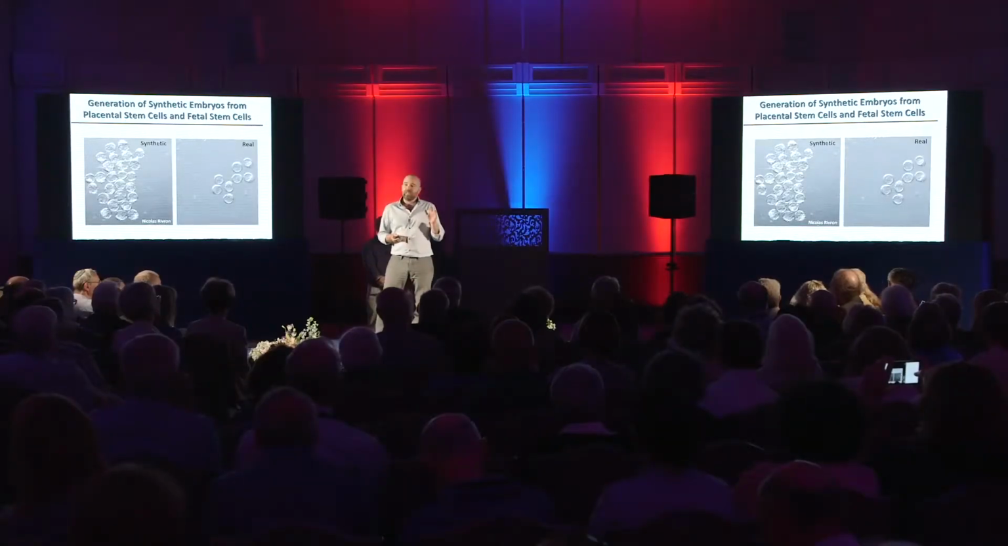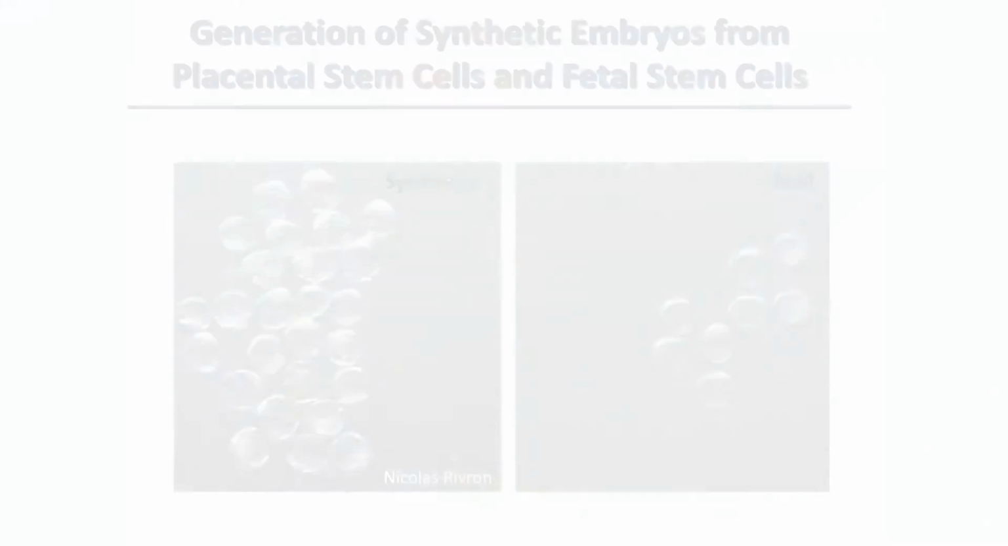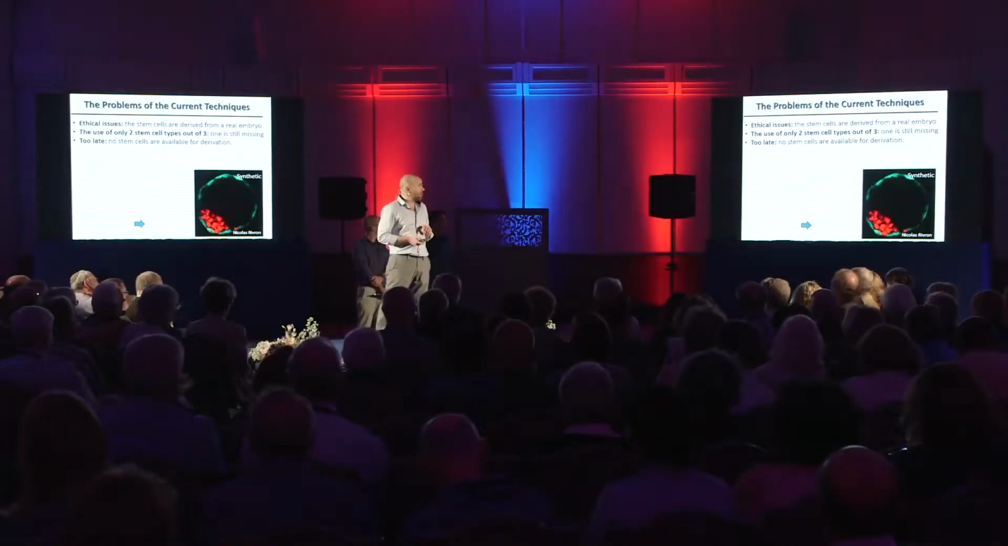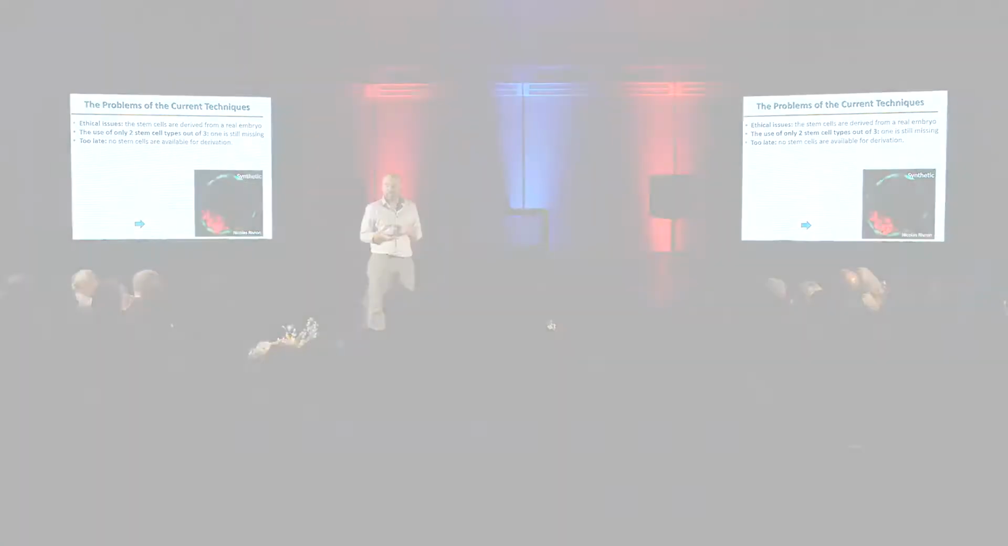A year ago, a really amazing groundbreaking discovery has been made by 2 British scientists. They showed us that it is possible to take placental stem cell and fetal stem cells, combine them together in the culture, in the plate, and these cells knew by themselves how to reorganize themselves into an artificial embryo, embryo-like structure. Here in the left, you can see the synthetic embryos, and in the right, you can see a real embryo.